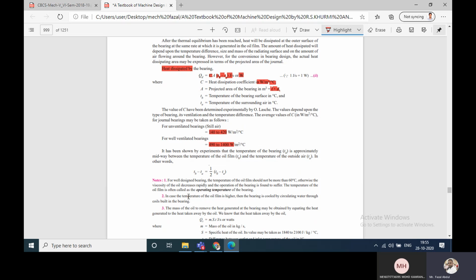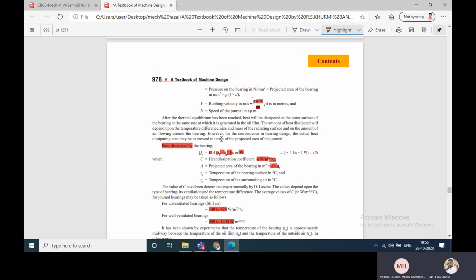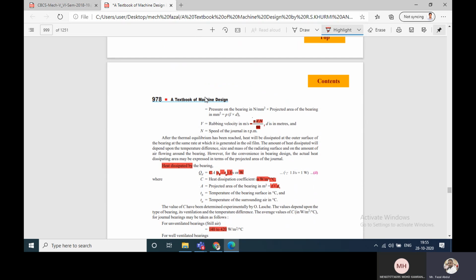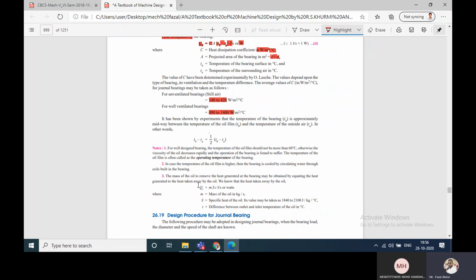Now this note is very important. If you subtract QG minus QD, which we just calculated, you get the net power loss. That is QT. QG minus QD equal QT, that is equal to MST. M is the mass of the oil in kg per second. S is the specific heat of the oil, the value is 1840 to 2100, and T is the temperature difference between the outlet and inlet of the oil.